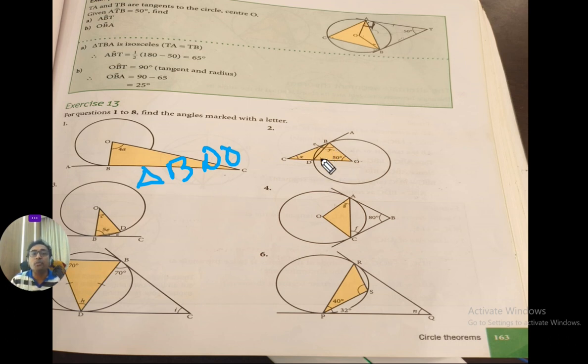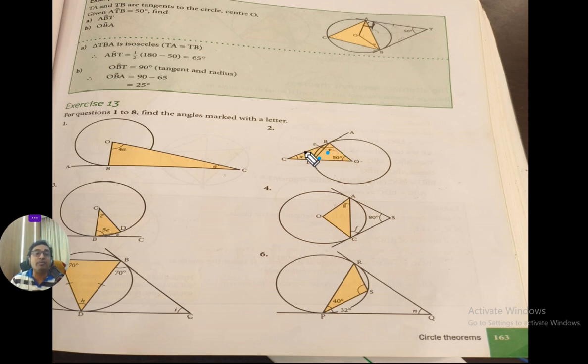In triangle BOD, OB is equal to OD, radius of the circle. If so, angle Y is equal to this angle ODB. Angle OBD is equal to angle ODB. Then these three parts, this is also y, this is also y. Y plus 50, 180 degree, 2y plus 50 is equal to 180 degree. So 2y is equal to 130. So y is equal to 130 divided by 2. So 65 degree. So y is 65.